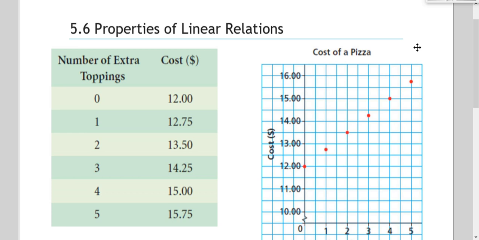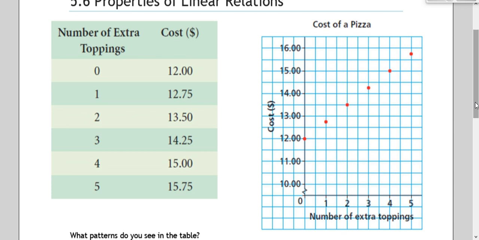This is 5.6 properties of linear functions. The first question we have here is what patterns do we see in the table? Well, let's take a look here. If I look at the table, this goes up by 1. Here it goes up by 1, up by 1, up by 1, up by 1.